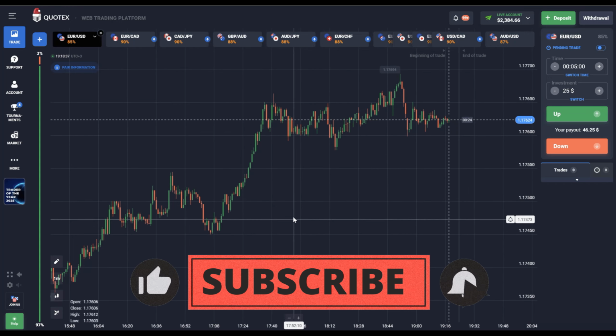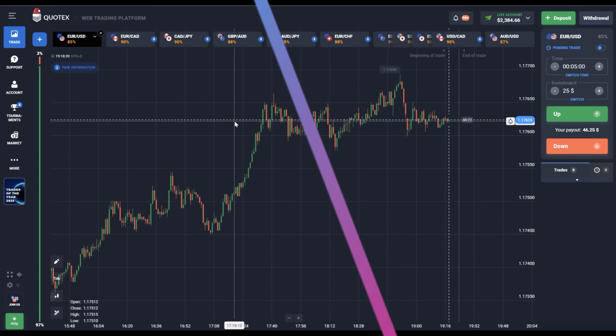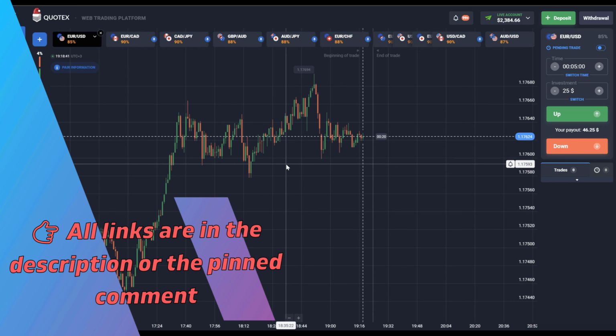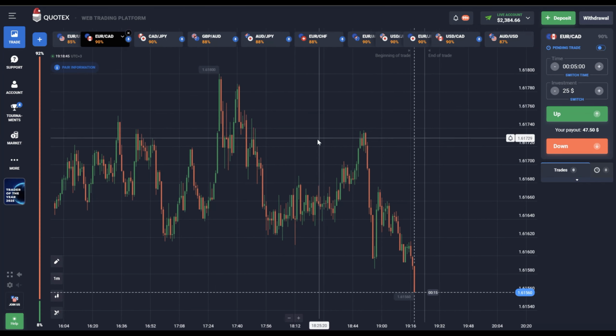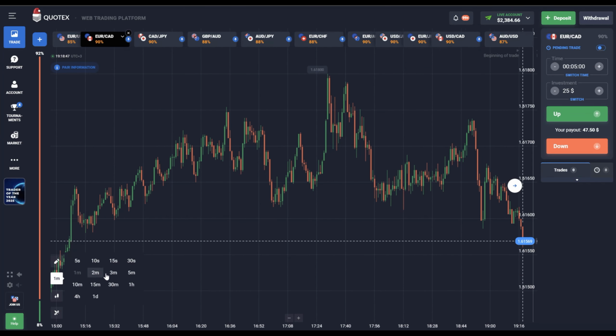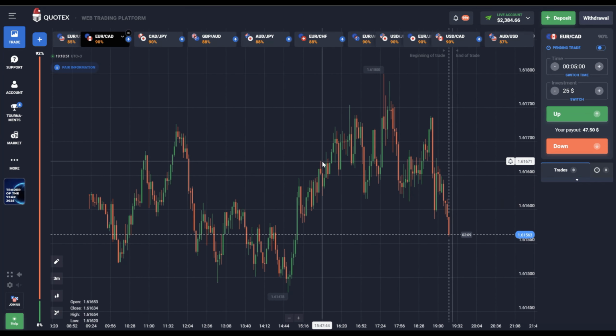Today, I will show you my trading process. We'll be trading with the broker Quotex using support and resistance levels on a clean chart. The expiration time is 5 minutes, and the trade amount is $25. Let's get started with market analysis and see where we can open trades and make a profit.